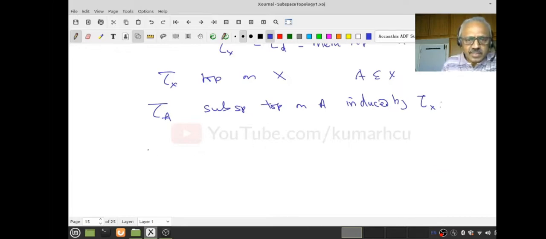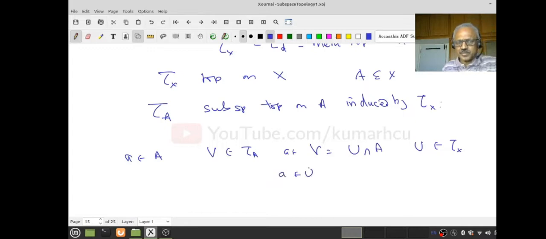Now let's start with any a in A. Suppose b belongs to tau A, then b is of the form U intersection A, where U is in tau X, right? Now a belongs to this, therefore a belongs to U. Again the same argument. Therefore U is an open set in the metric topology and a belongs to U.